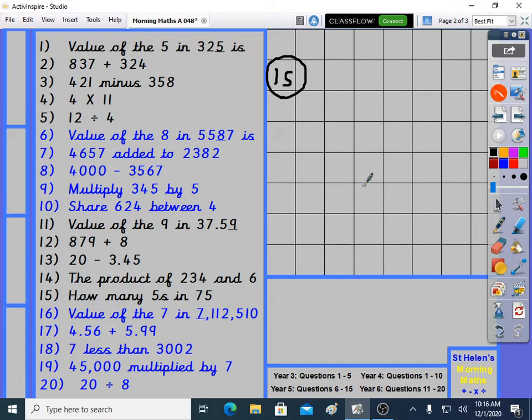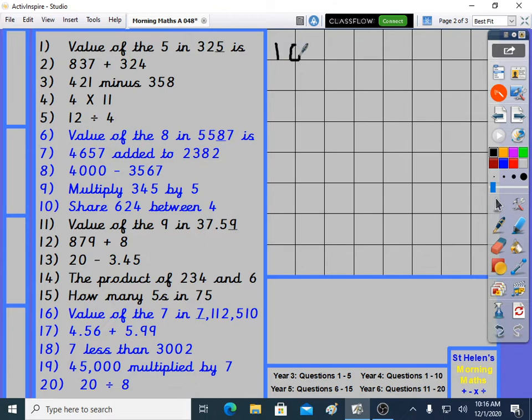5, 10, 15, 20, 25, 30, 35, 40, 45, 50, 55, 60. I've got 12 fingers when I get to 60. Then it goes 65, 70, 75, and I've counted 15 fingers, because the answer is 15. Bus stop will do it too, very, very quickly, and it's 15. And that's year 5 level done. We can go on to year 6 level.